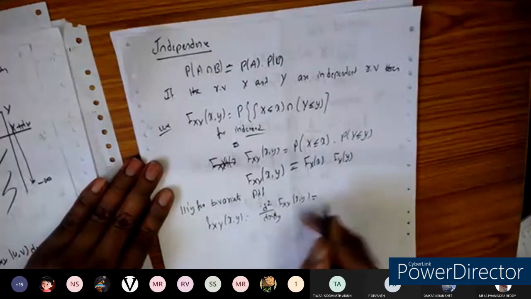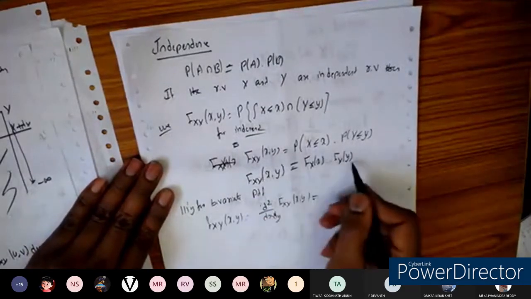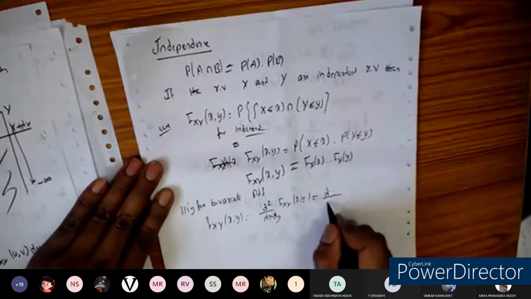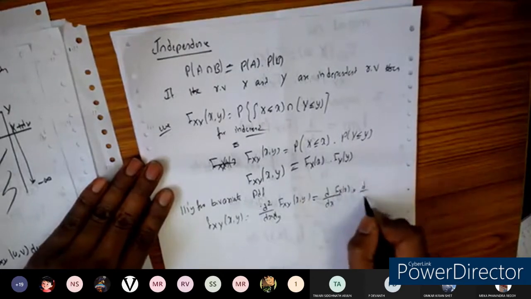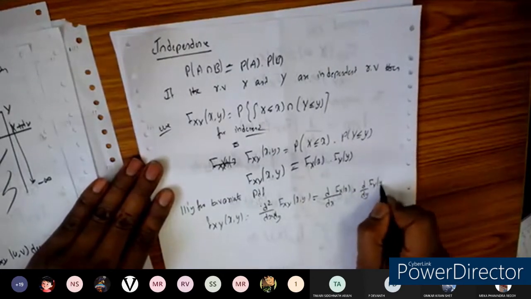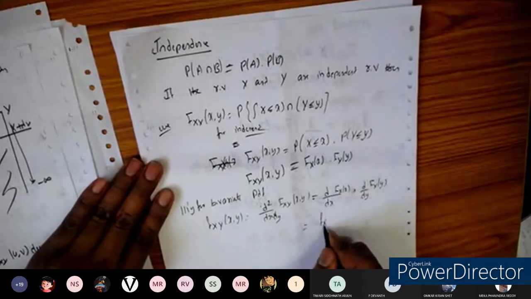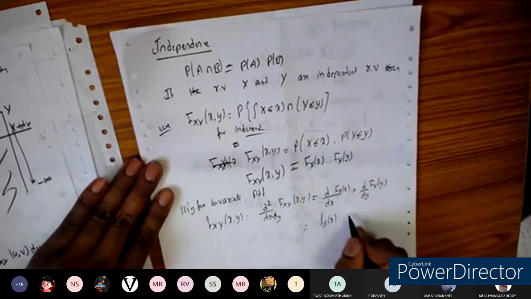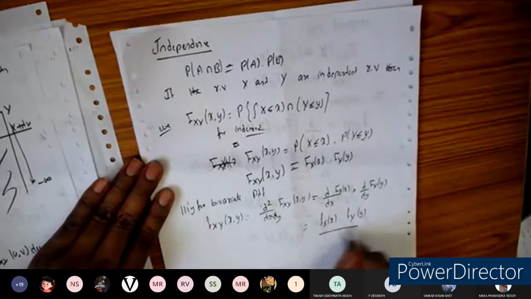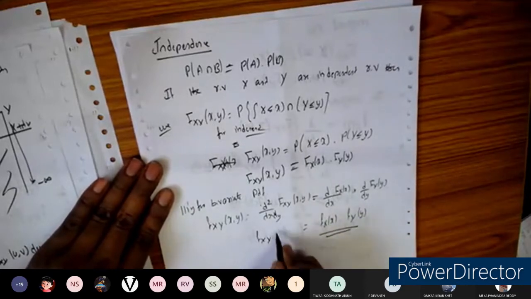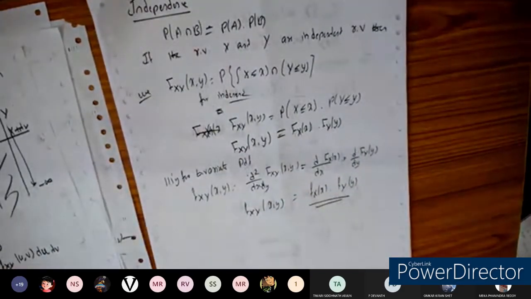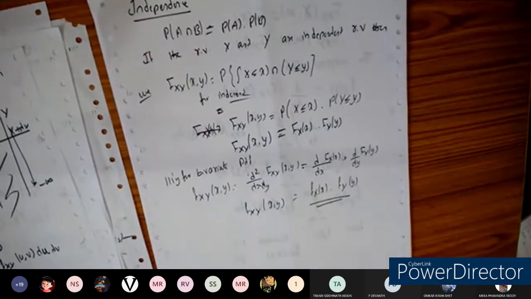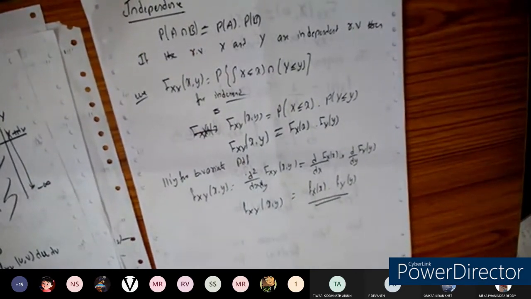Since we know that F_XY is equal to F_X(x) times F_Y(y), we can write this as d by dx of F_X(x) times d by dy of F_Y(y). This is nothing but f_X(x) times f_Y(y), because the derivative of the CDF is the PDF. So for statistically independent random variables, the PDF is the product of the individual PDFs. This is called independence, and we can use this concept for independent random variables.